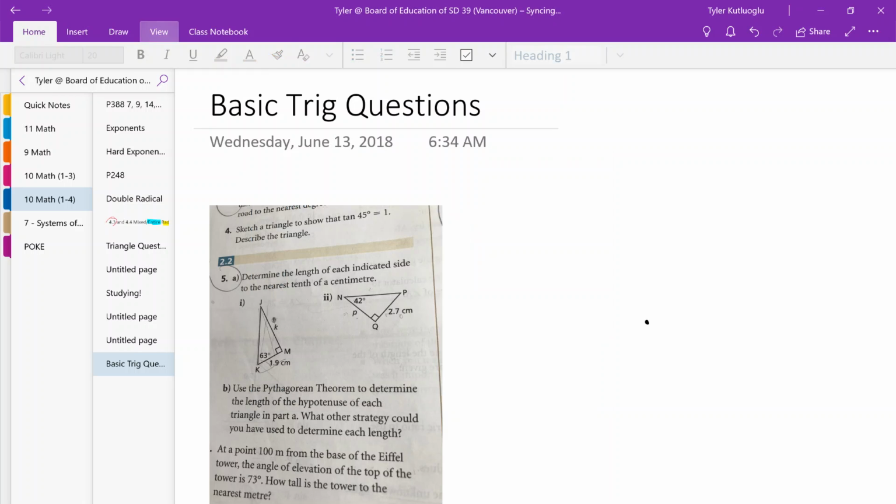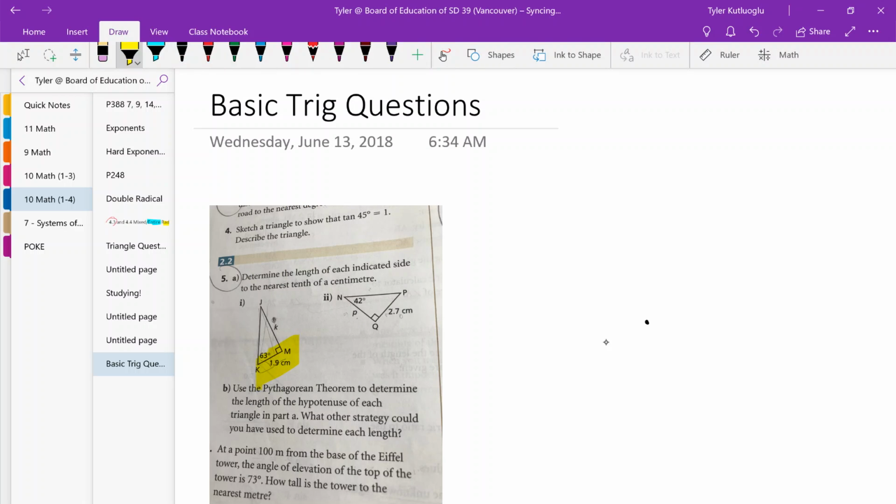Alright, we're going to go through these two basic trig questions. So this one and this one. Let's do number one first. Oh, I guess we'll also do B. So for the first triangle, I'm just going to draw it here so I can see it.